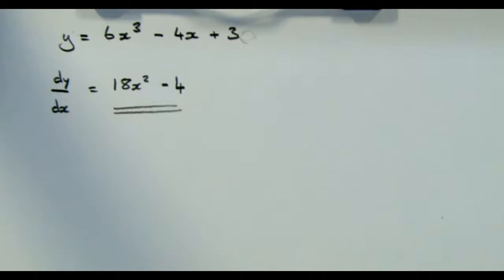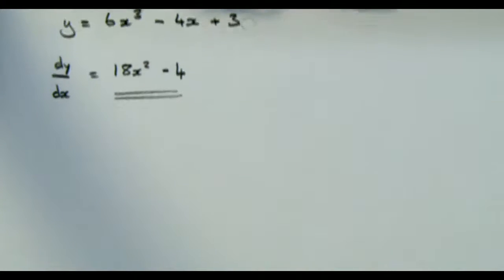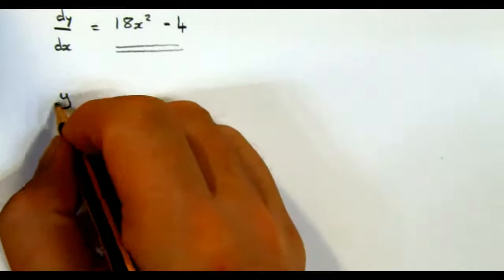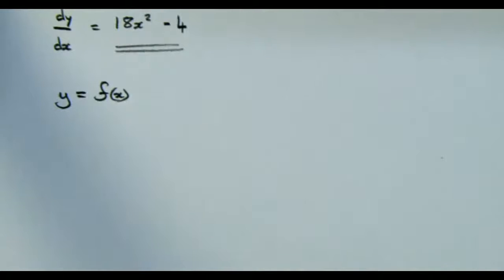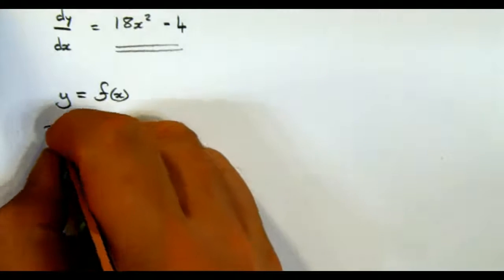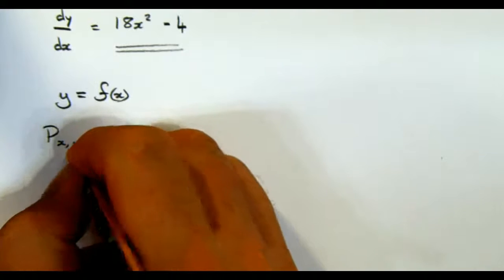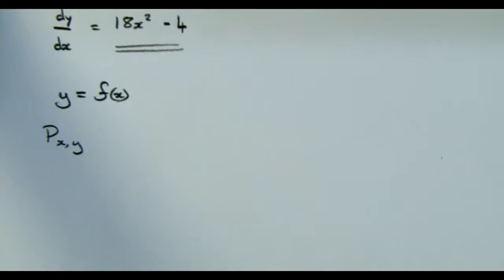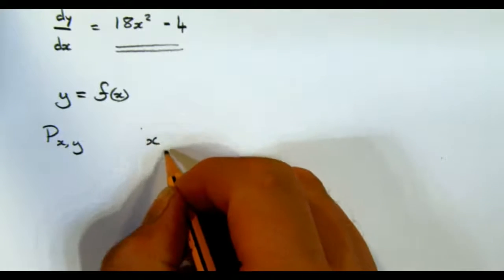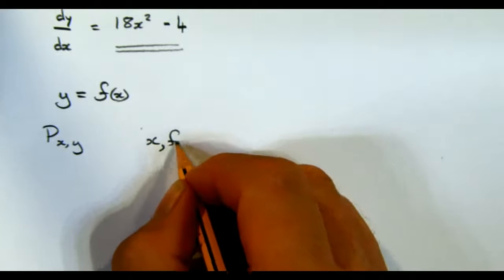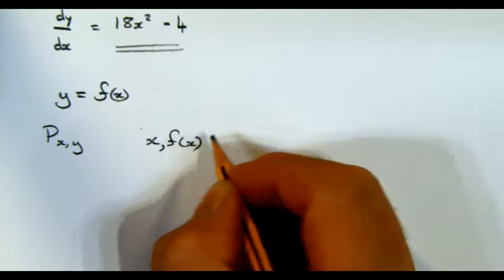Sometimes when we do differentials, we can use function notation. Here we can say that y is some sort of function of x. If we go back to doing our differentiation by first principles, then that means my coordinates of P, x, y is going to become x and some function here of x.